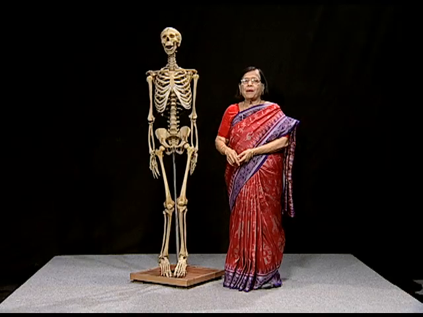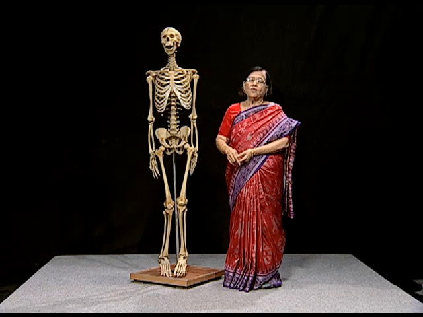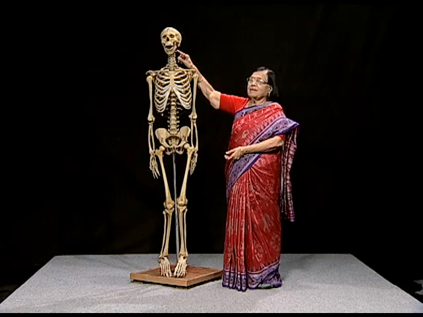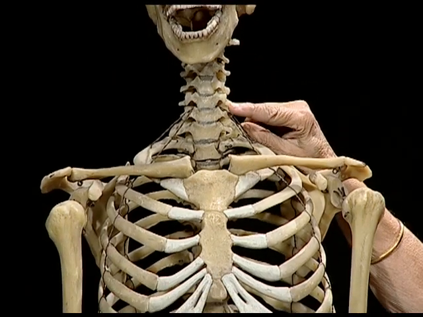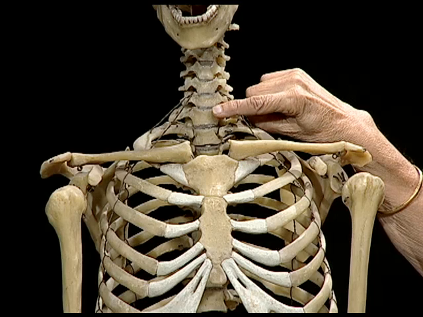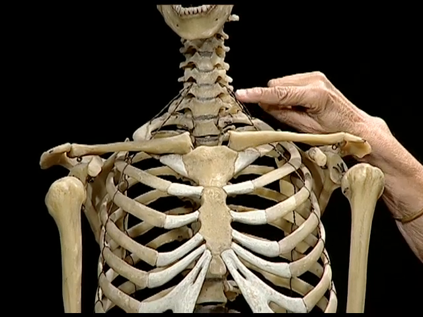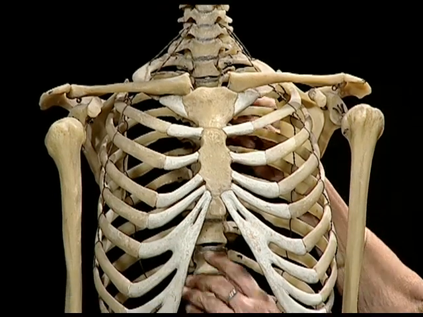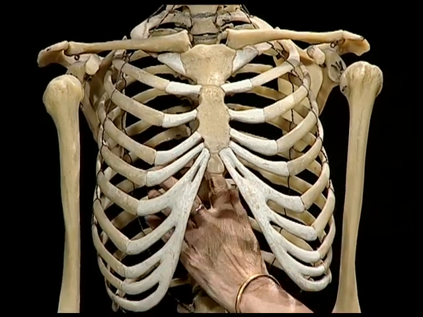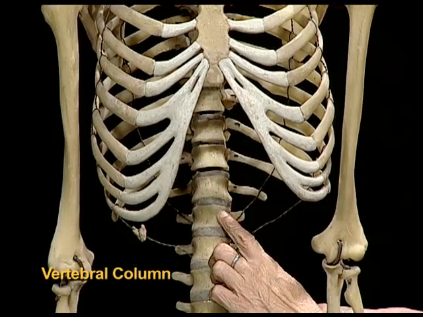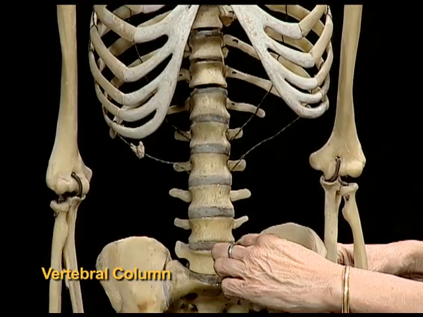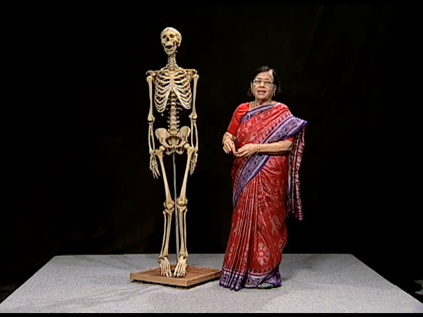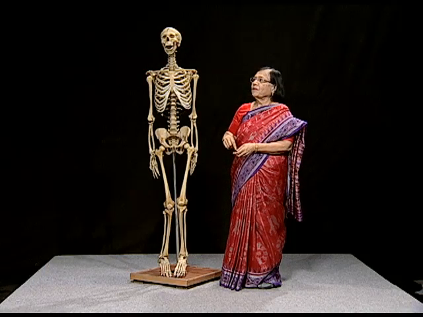Coming to the second part of the axial skeleton, which is the vertebral column. The vertebral column begins here and continues. You can see this part, and now it will continue further. Let me show this from this side as well as this side. This is all the vertebral column, and there are 26 vertebrae in our vertebral column.